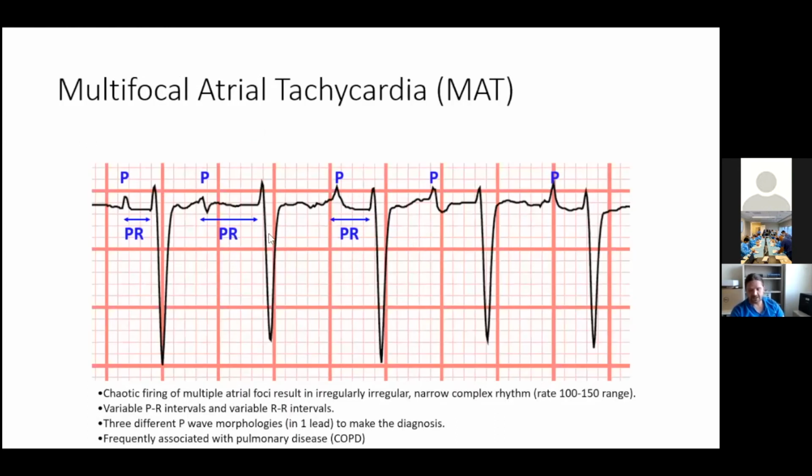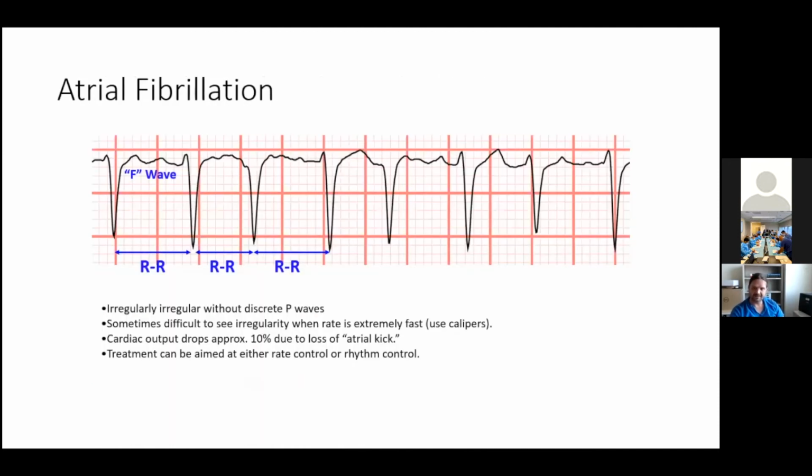Multifocal atrial tachycardia is an irregular rhythm. To diagnose this, we need 3 different P wave morphologies in a 10-second rhythm strip. Typically, we're going to have 3 different P morphologies with 3 different PRs as well, because the different atrial foci are coming from different distances from the AV node. It's frequently associated with COPD, so it can be very, very difficult to treat if there's ongoing lung disease.